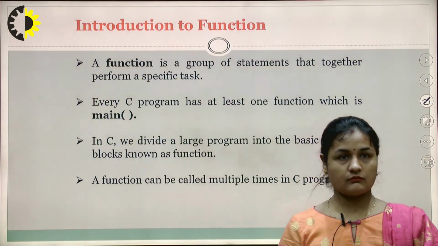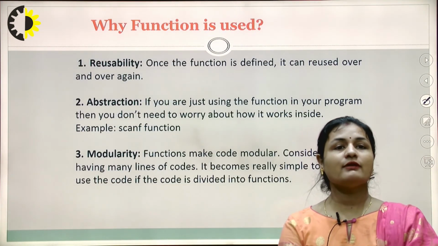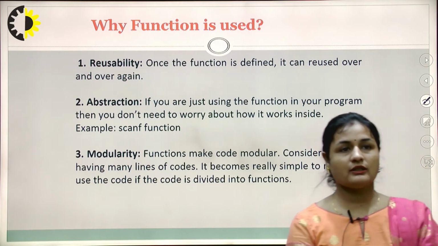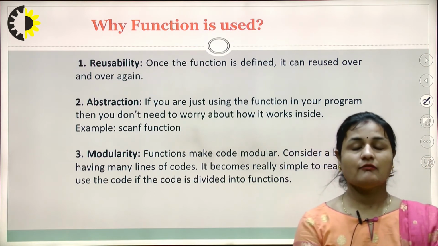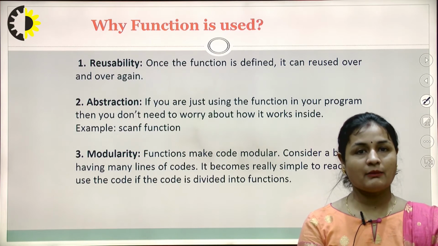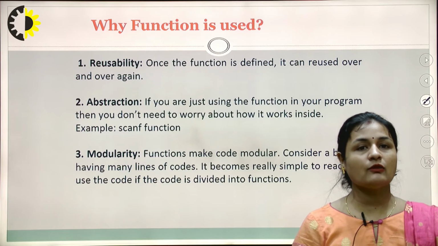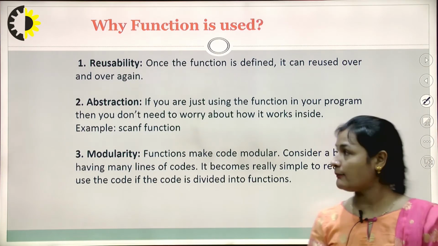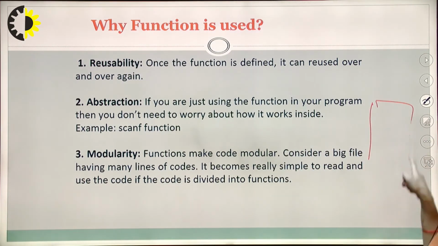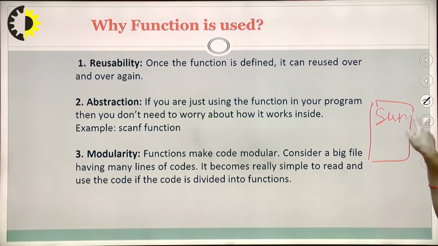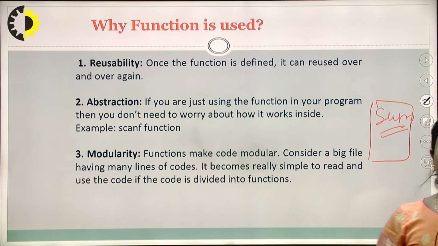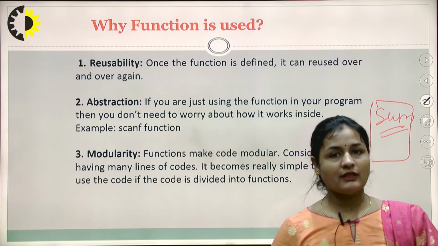So why is a function used? First, the reason behind using a function in C programming is reusability. We can reuse the function in our program. Once the function is defined, it can be used over and over again. For example, if we write a sum function in a program, then we can use that function many times whenever we require the sum of numbers.